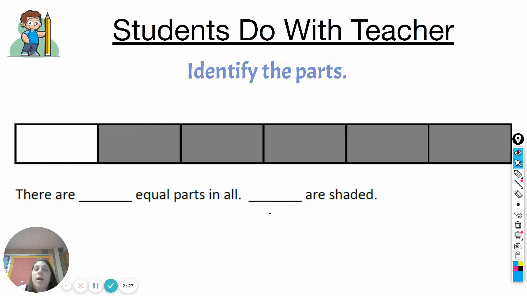Okay, let's go ahead and count how many pieces there are all together in this fraction strip. 1, 2, 3, 4, 5, 6. There are 6 equal parts in all. We would call that sixths.